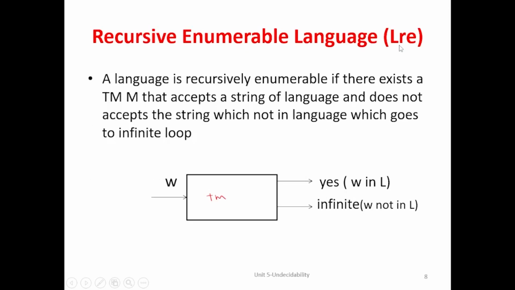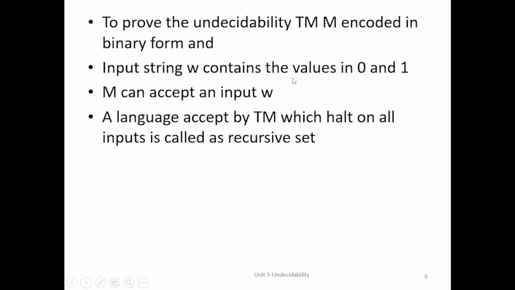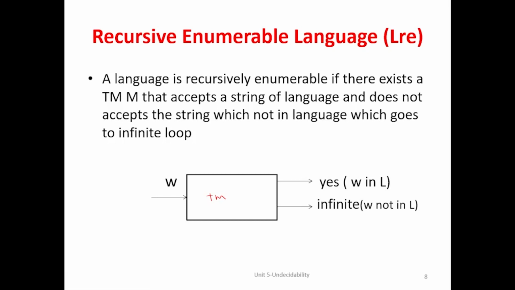Recursively enumerable, LRE, means if the string W is accepted by a Turing machine M, it will accept that string with yes. If W is not accepted by the machine, then the machine will go into an infinite loop. This type of output comes under LRE. In this recursively enumerable category only, the universal language, the complement of the diagonal language, and the non-empty language occur.